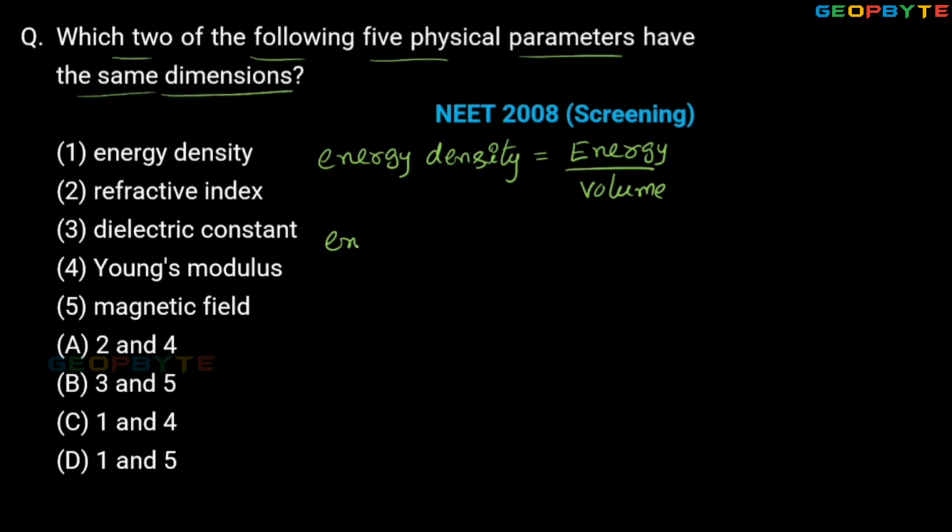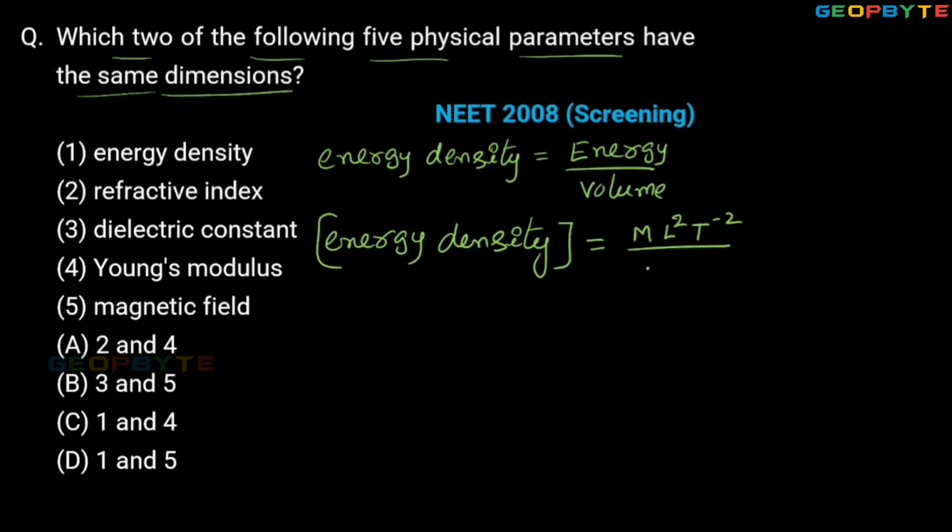Now, energy density dimensional formula equal to energy, M L power 2 T power minus 2, divided by L power 3. Simplify it, for getting M power 1, L power minus 1, T power minus 2. That is the dimension for the energy density.